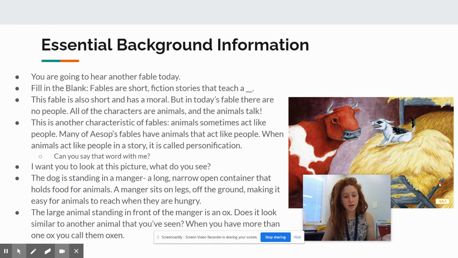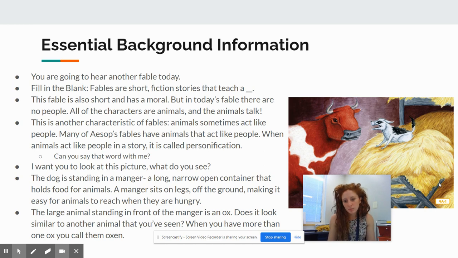It's a manger. Okay, so the dog is standing in a manger. And a manger is a long, narrow, narrow means skinny, open container that holds food for animals. A manger sits on legs off of the ground, making it easy for the animals to reach when they're hungry. So instead of the ox having to reach his neck all the way down to the ground, he just has to get it to that manger. So it just makes it easier for them.